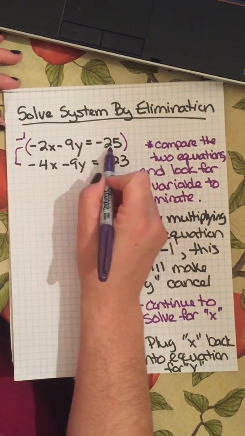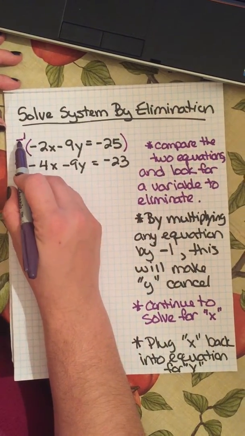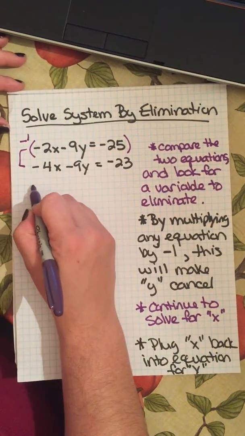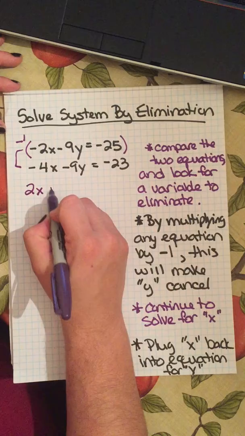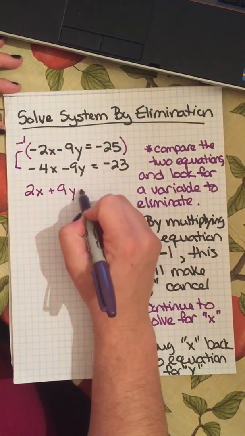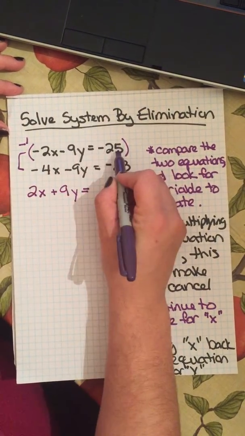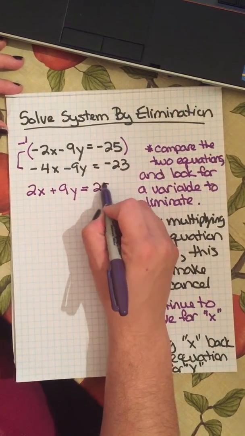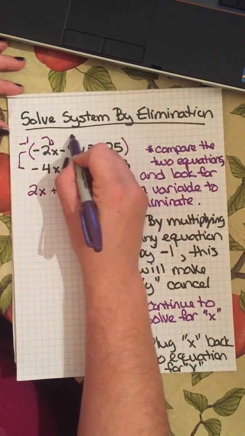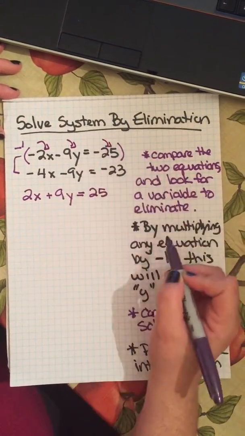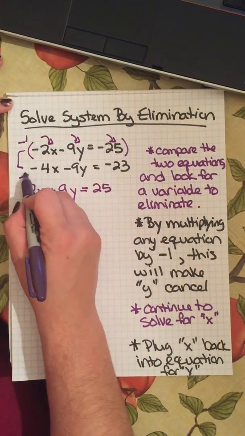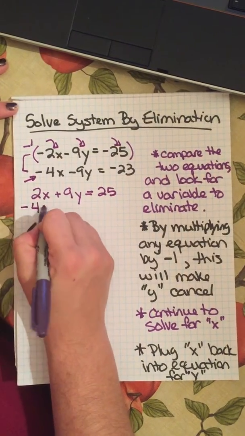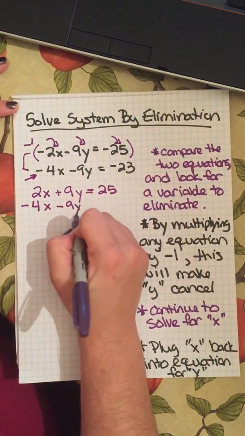So this first equation is going to change. It's going to become negative 1 times negative 2x, which is a positive 2x, negative 1 times negative 9y, which is a positive 9y, equals, and negative 1 times the negative 25, which is a positive 25. You have to make sure that that negative 1 gets multiplied by all three terms in that equation. The second equation we didn't change at all, so we're just going to rewrite it as is.